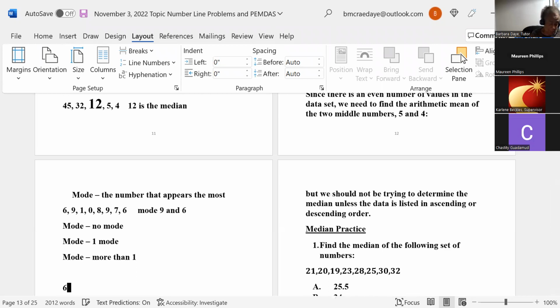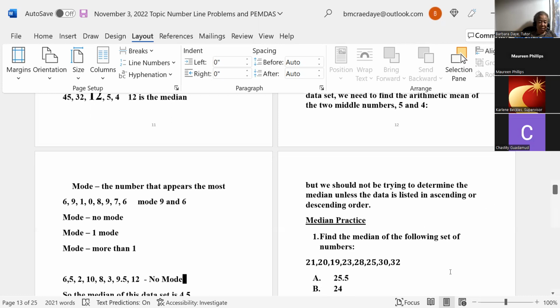So if you had 6.5, 2, 10, 8, 3, 9.5, 12, there's no mode here because they all appear just once, right? So that would be no mode, because each number appeared just one time. Got it? All right, now I want you to do some practice of median.